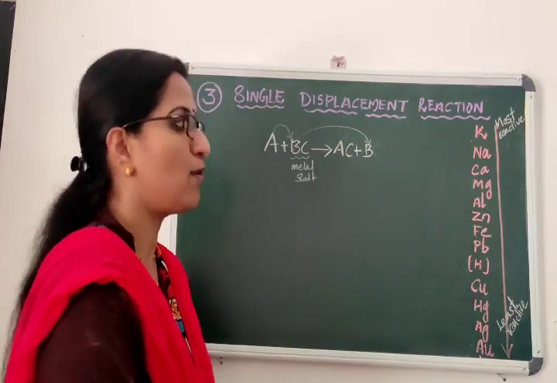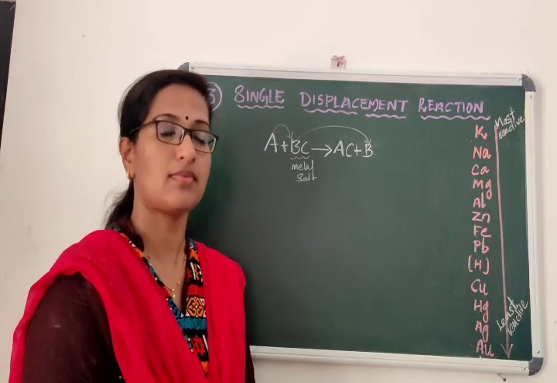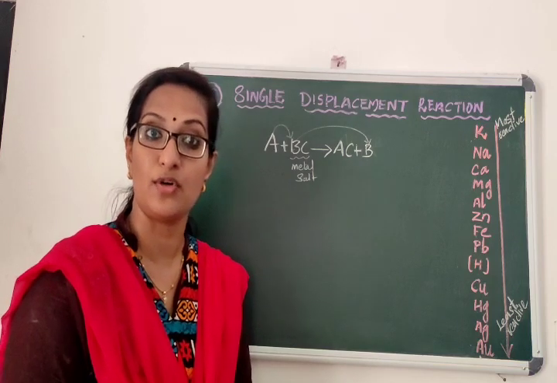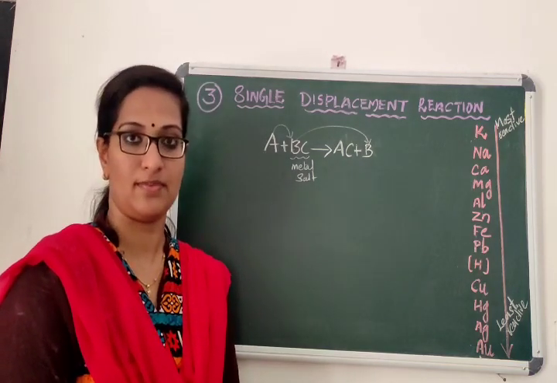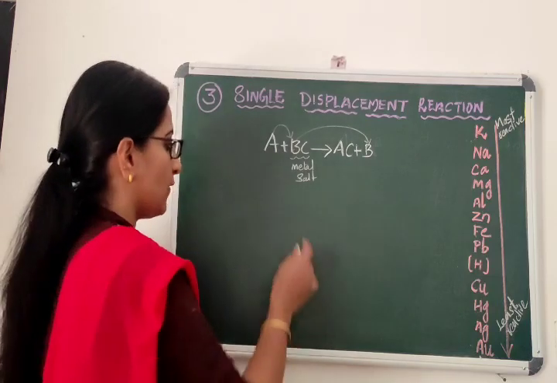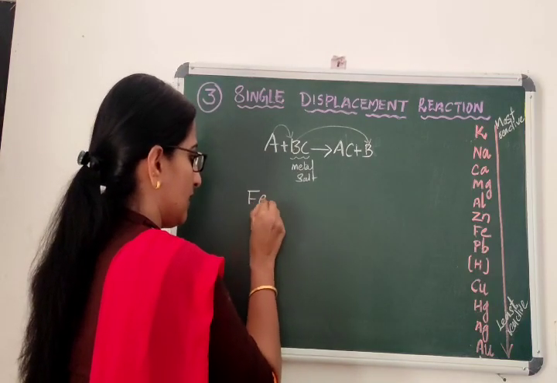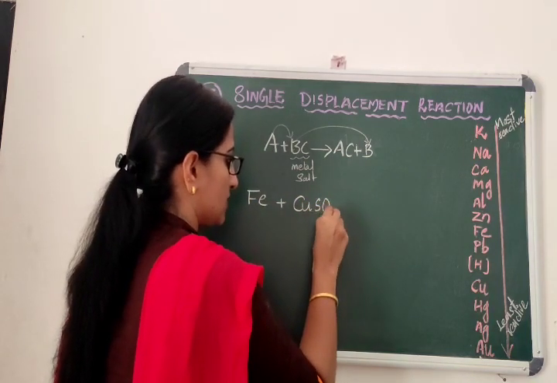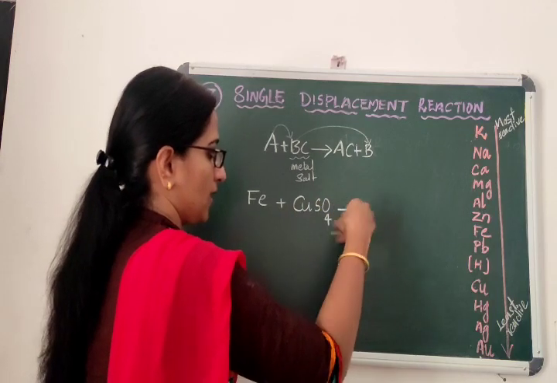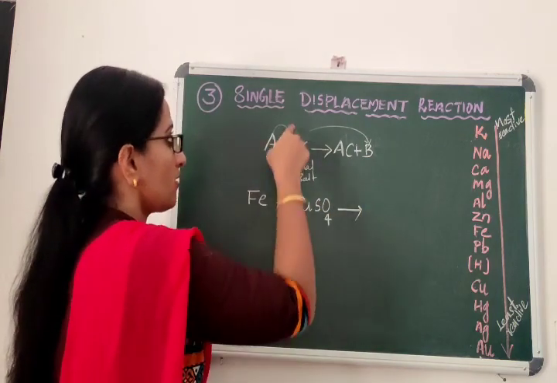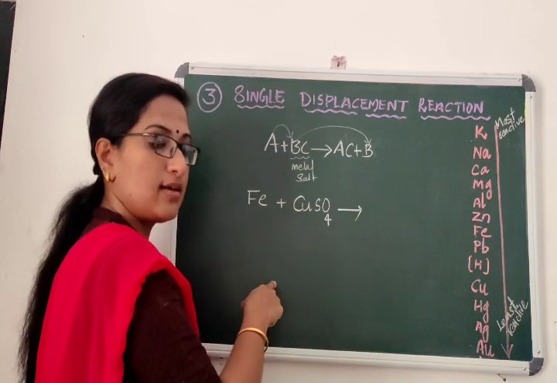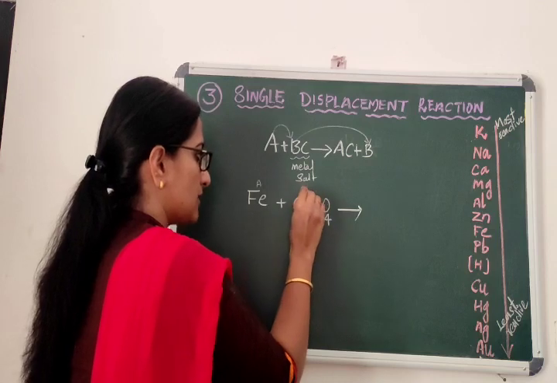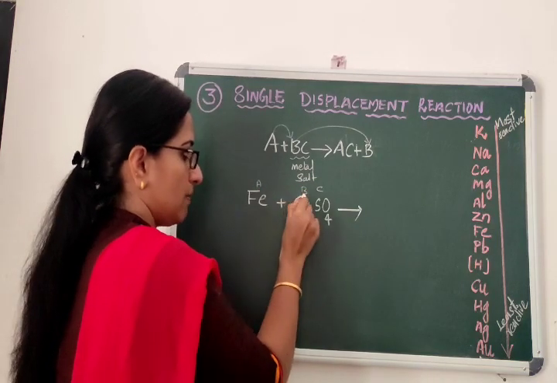Here I am going to ask you a question. What happens to an iron nail when it is dipped into copper sulfate solution? What happens? So let me write the equation. Iron nail is dipped into copper sulfate salt solution. So what is the product obtained? Will it undergo displacement reaction? Look at here, this is a single displacement reaction because it is an A plus BC type reaction. A is a metal, B is a metal.